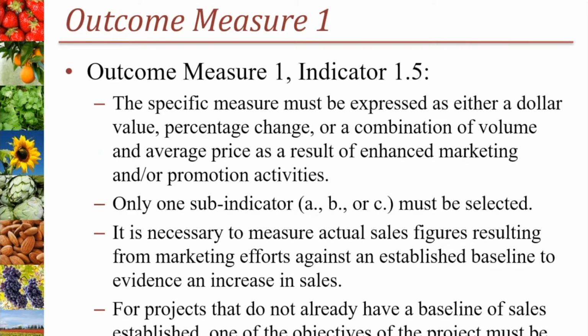In addition, for Outcome Measure 1, Indicator 1.5, the specific sub-indicator selected must be expressed as either a dollar value, percentage change, or a combination of volume and average price as a result of the marketing and/or promotion activities. Only one sub-indicator must be selected. It is necessary to measure actual sales figures resulting from marketing efforts against an established baseline to evidence an increase in sales. And for projects that don't already have a baseline of sales in dollars, one of the objectives of the project must be to determine a baseline during the grant period.